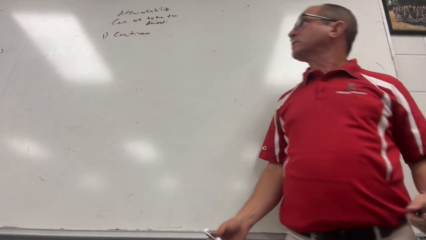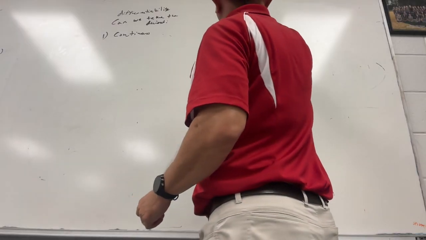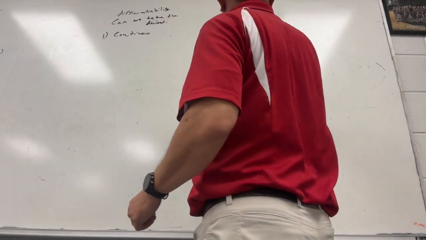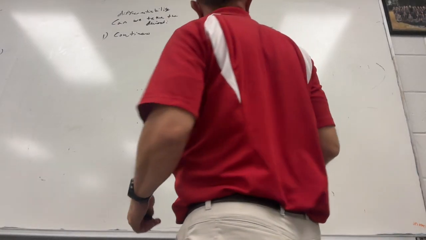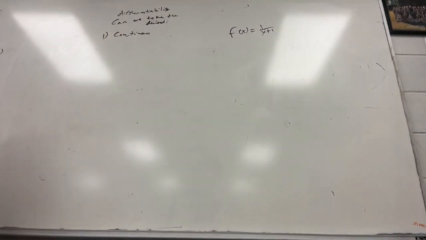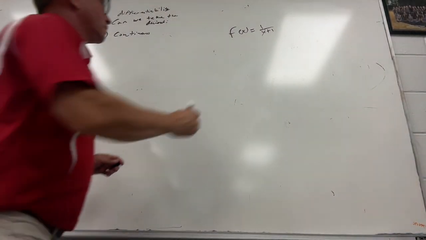So like 1 over x. F of x equals 1 over x. Where's this function? Oh, let's do 1 over x plus 1. Where is that function not continuous? At x equals -1.